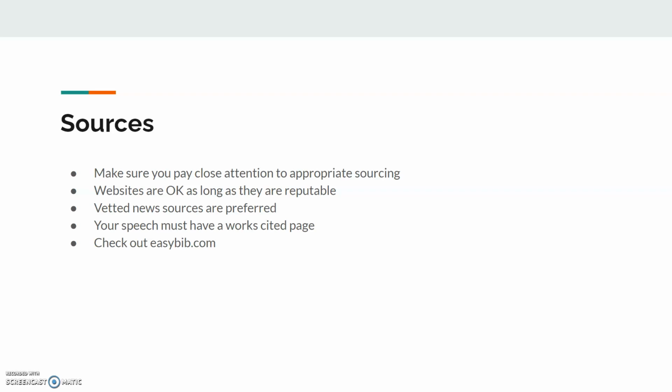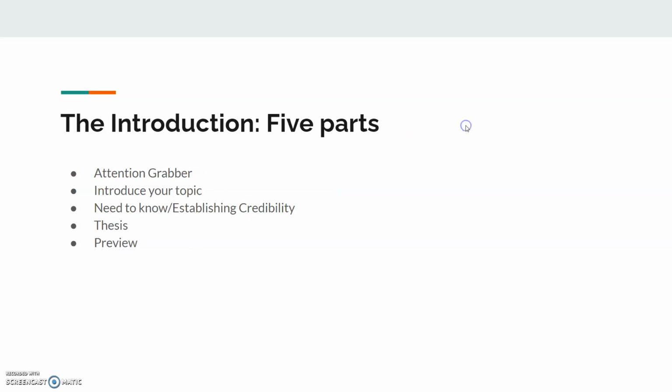I prefer vetted news sources. Free Press, New York Times, CNN, Fox News, anything that has been vetted, and they go through some very strict publishing standards. Those would be fine. Again, remember your speech must have a works cited page, and check out easybib.com. It does a really good job at formatting it according to MLA. All right. So any questions about sources, please let me know.